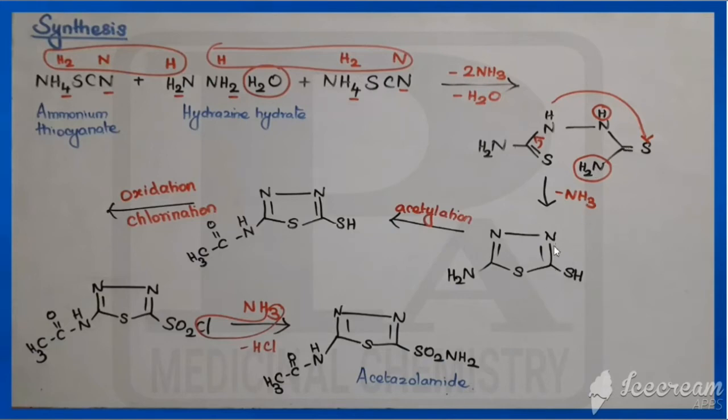So we are getting this ring. It undergoes cyclization. We are getting 1,3,4-thiadiazole. Then on acetylation we are adding an acetyl group. This undergoes oxidation and chlorination. SH will be converted to SO2Cl. Then on amination by means of ammonia, an NH2 group is added in the place of Cl. So we are getting acetazolamide.